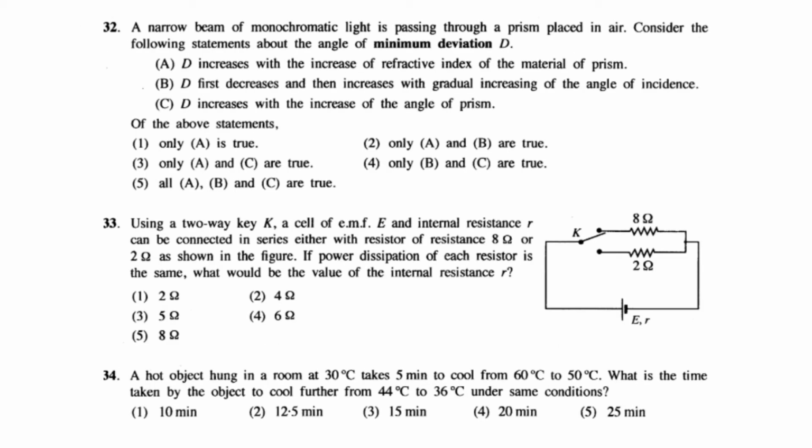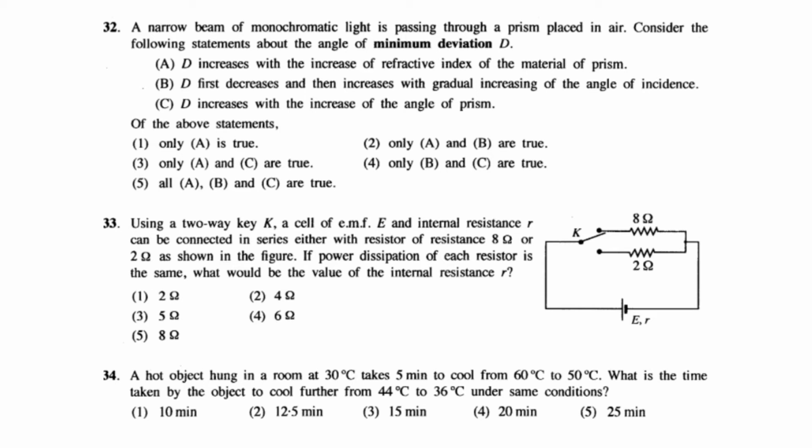A narrow beam of monochromatic light is passing through a prism placed in air. They have given three statements about the angle of minimum deviation, capital D. A. D increases with the increase of refractive index of the material of prism.